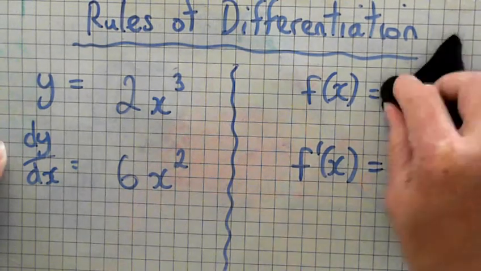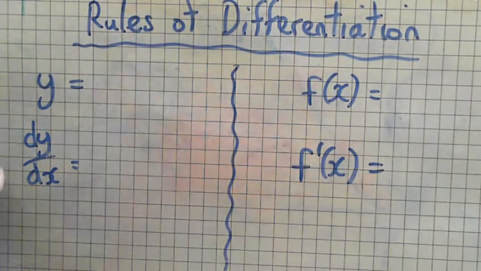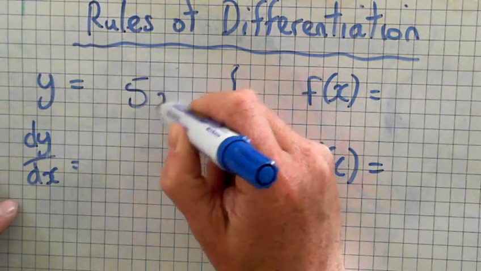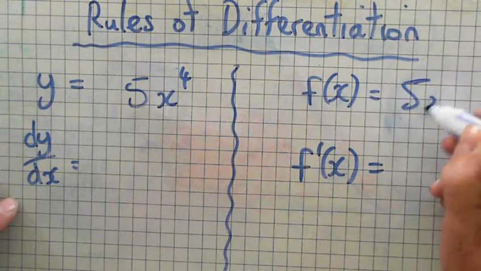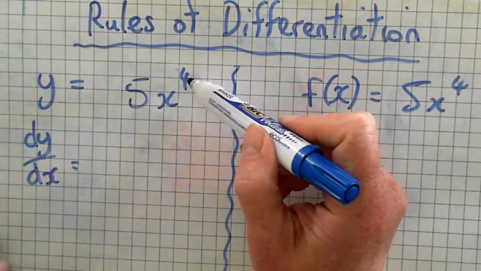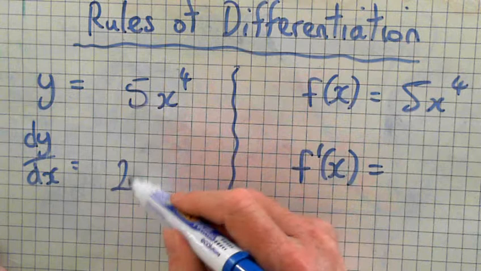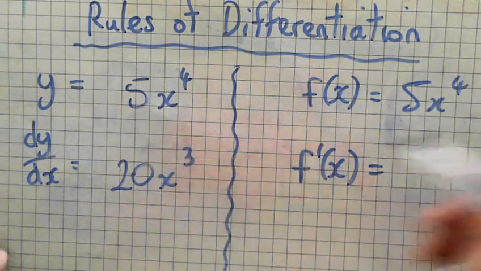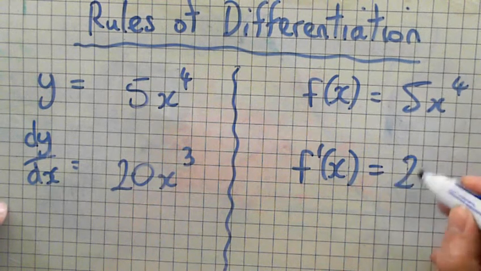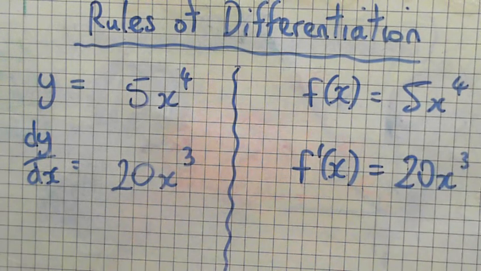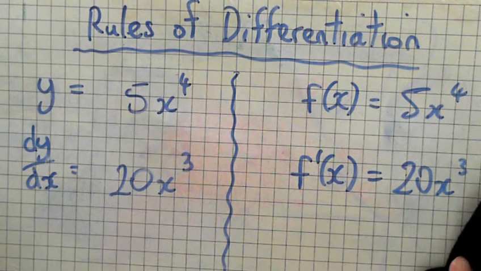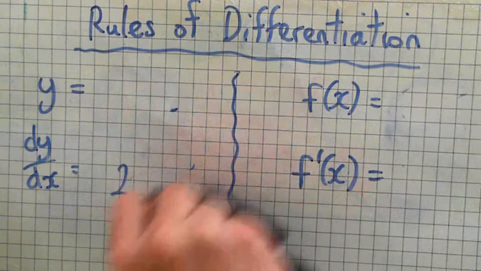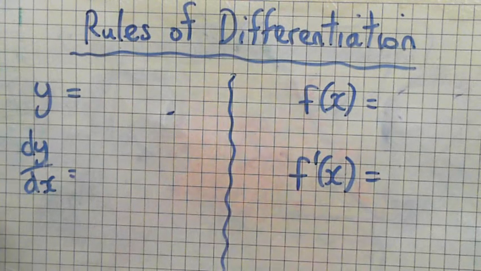Here's another one. 5x to the power of 4. Multiply the power times the coefficient: 20x. Reduce the power by 1. It's the same answer here. Reduce the power by 1. Remember that. Just look up.